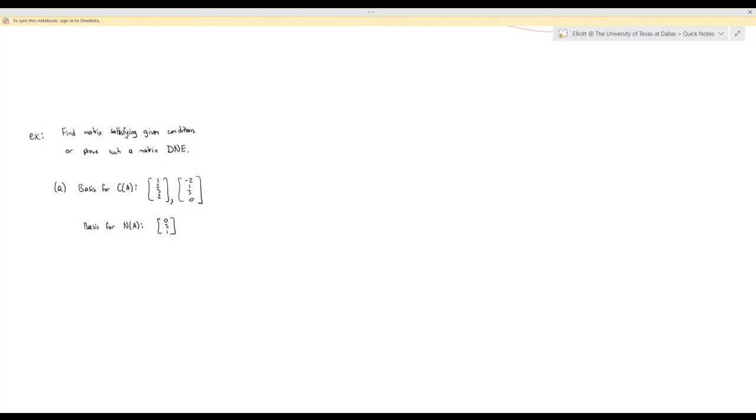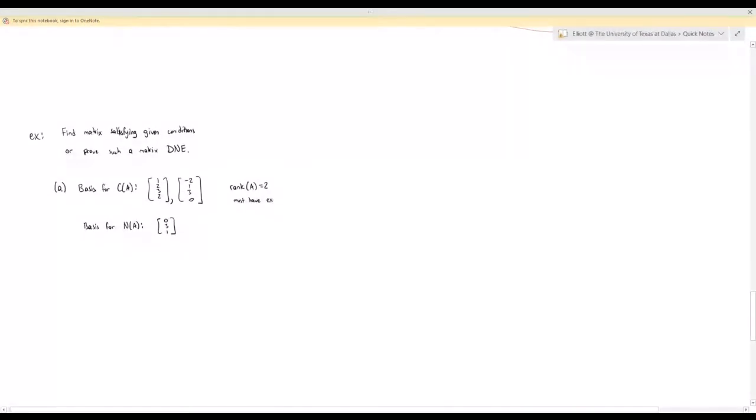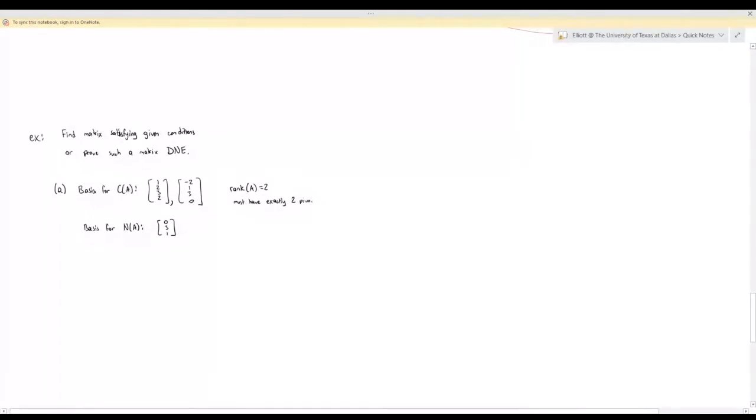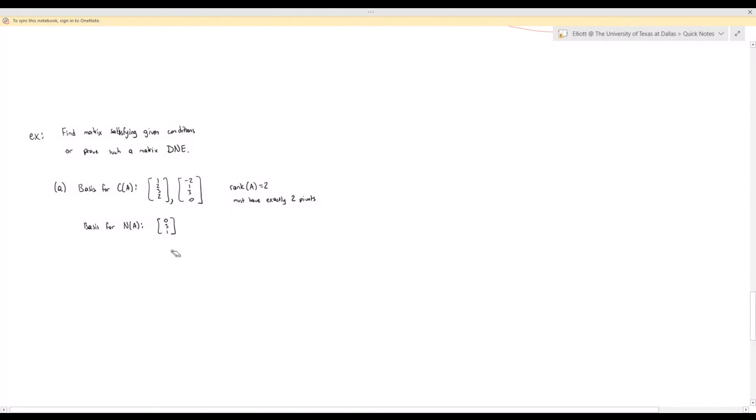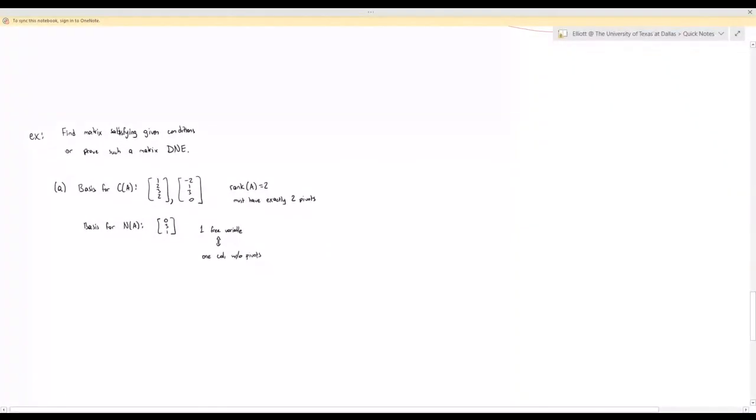All right, so let's think about this for the moment. Because there are two vectors in the column space, that means the rank of this matrix would have to be equal to 2. So it would have to have exactly 2 pivots, no more and no less. And then here, the basis for the null space is just this one vector. So that means the null space is one-dimensional, which means you should have exactly one free variable. Or if you will, you should have one column without any pivots, okay?